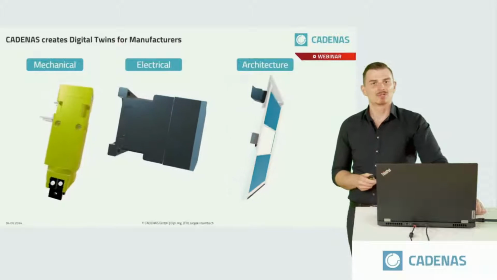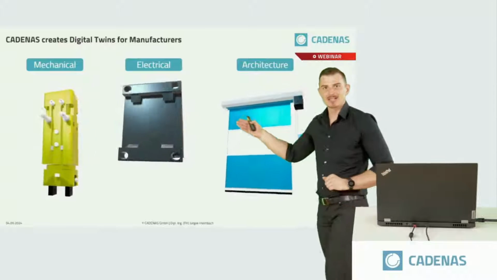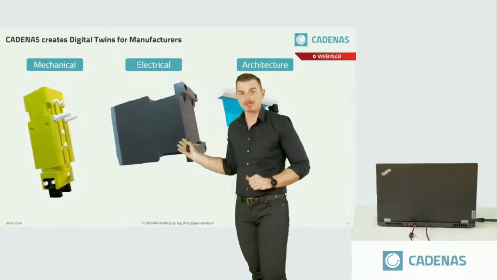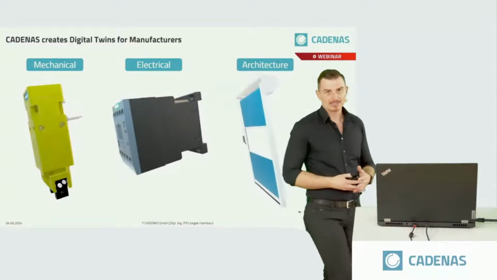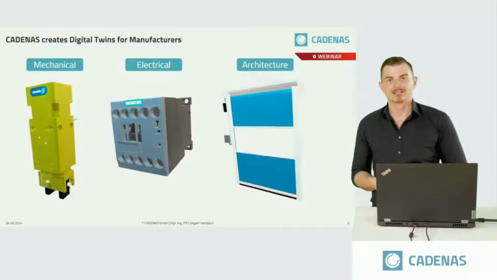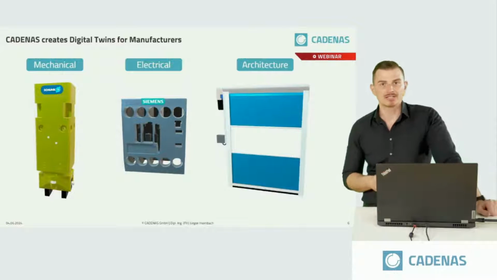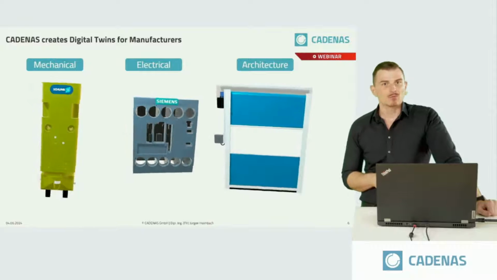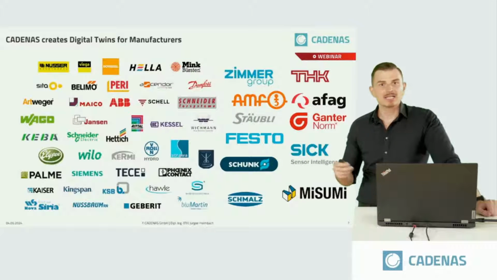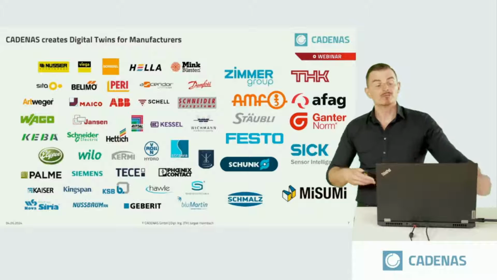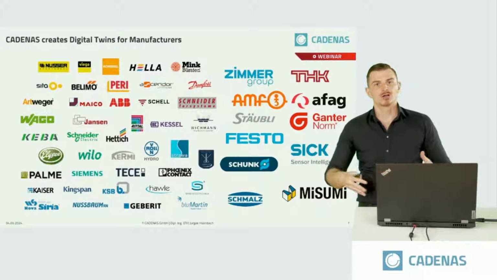What is Cadina's doing? Basically, we help manufacturers of mechanical, electrical, and also electronic products to digitalize their products. So we create digital twins for manufacturers that can then be used by engineers and planners. What are some references? Here we see many manufacturers who create their digital twin with us. They come from different industry fields, and they all want to service engineers and planners the right way. So they really want to reduce efforts of planners.